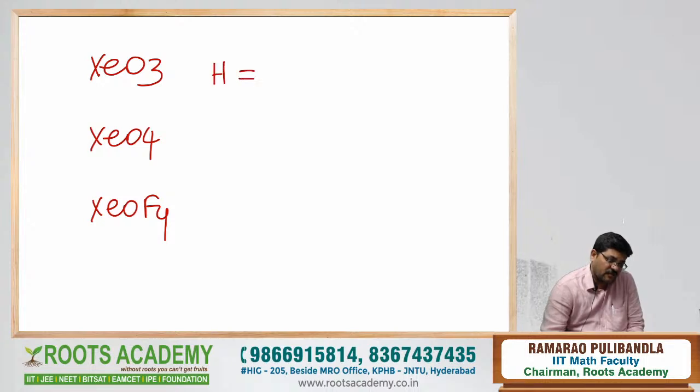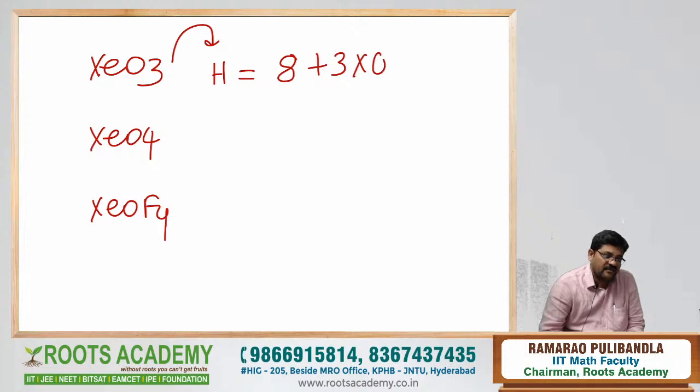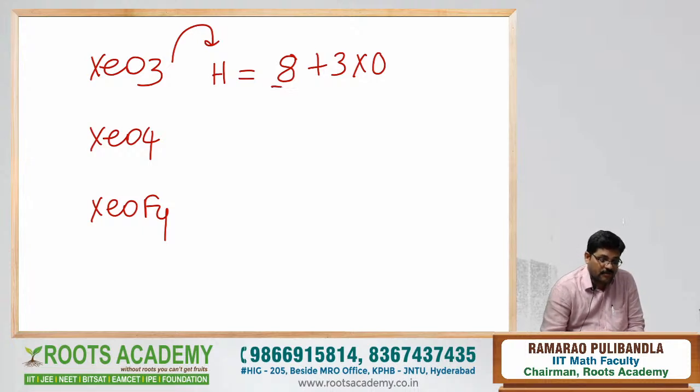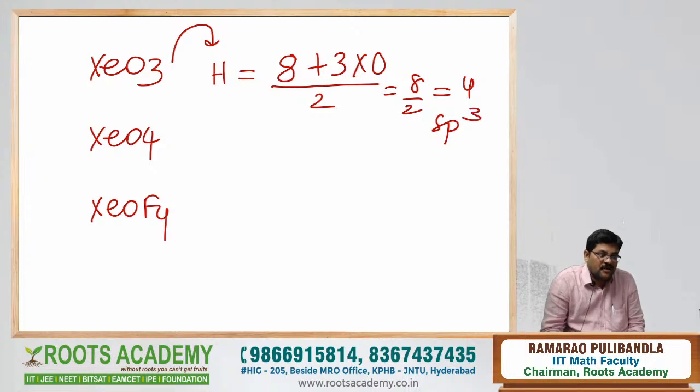So what is the formula for the hybridization here? H is equal to... let us find the hybridization of xenon trioxide. Xenon belongs to the 8th group, plus 3 into 0 for oxygen, because oxygen is divalent and is taken as 0, since in our formula monovalent atoms are considered, all divided by 2. That means 8 by 2, which is 4. Now what is the hybridization? Hybridization 4 means 4 hybrid orbitals participate. The hybridization is sp3.